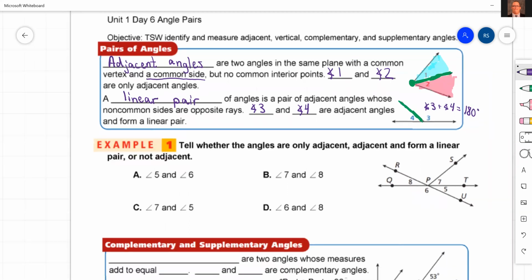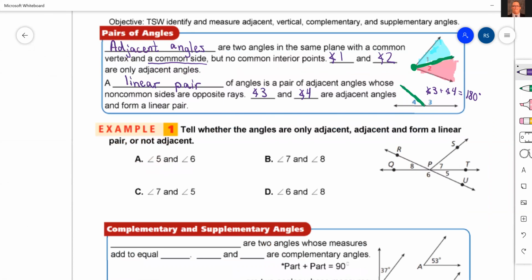Now let's look at this first example. They ask us to tell whether the angles are only adjacent. So there's one option. Adjacent and form a linear pair, there's another option. Or not adjacent at all, there's our third option. So we've got three different options to choose from: they're only adjacent, adjacent and linear pair, or not adjacent.